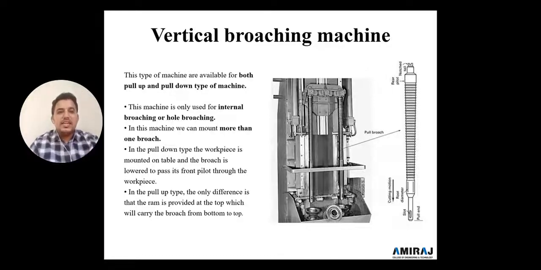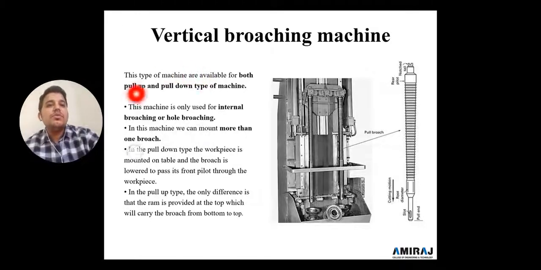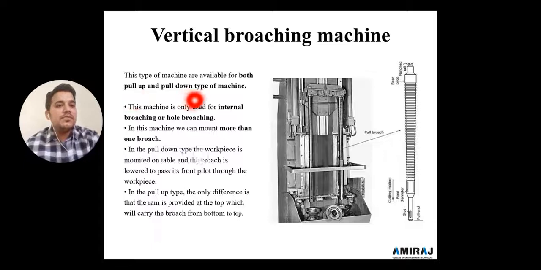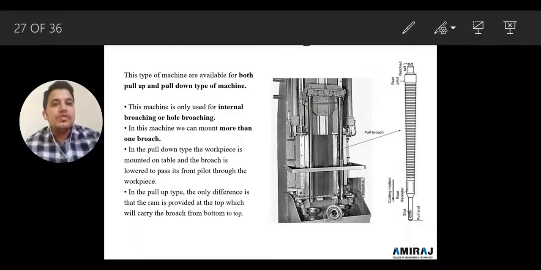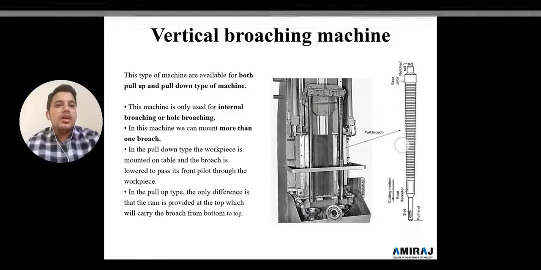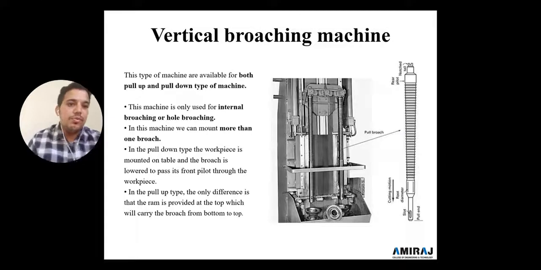Basically, the vertical broaching machine is considered in the pull type. Here we are considering both pull up and pull down type machines. Pull up means we have to pull upside, or we can pull downside. This machine is only used for internal broaching as well as hole broaching. We already learned internal broaching: square type, rectangle type, notch type, keyway type. So all that kind of operation we can perform in the vertical broaching machine.